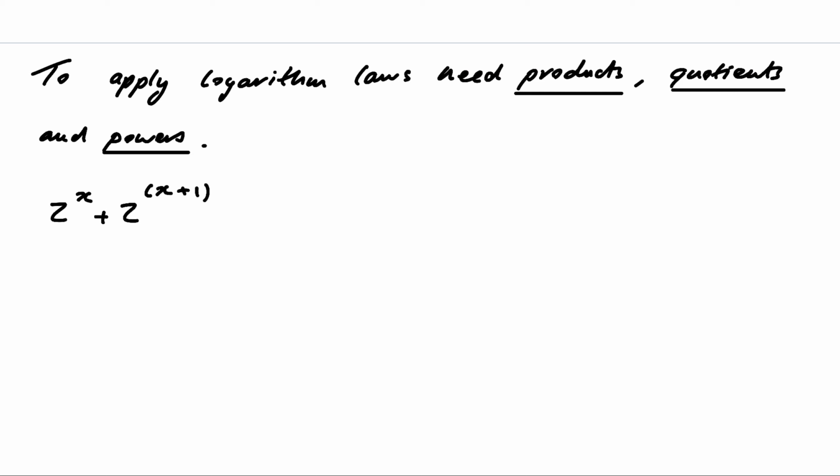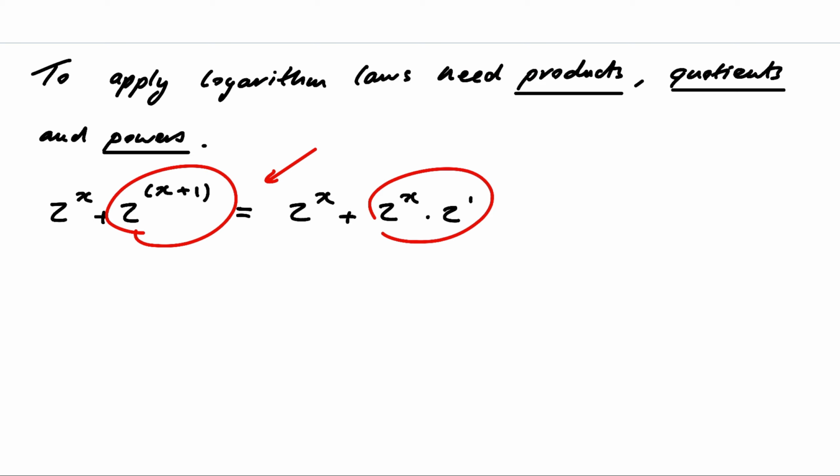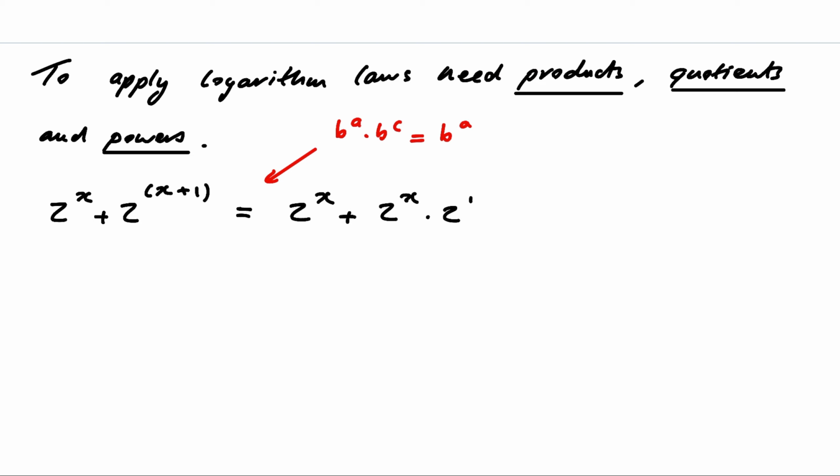Well, I do know some laws of exponents. 2 to the x plus 2 to the x times 2 to the 1. Okay, so this is just my law that says, what does it say? This is the statement that b to the a times b to the c is equal to b to the a plus c. But next, in doing this, there's a 2 to the x factor from each piece. So this becomes 2 to the x times 1 plus 2 to the 1, which is 2.